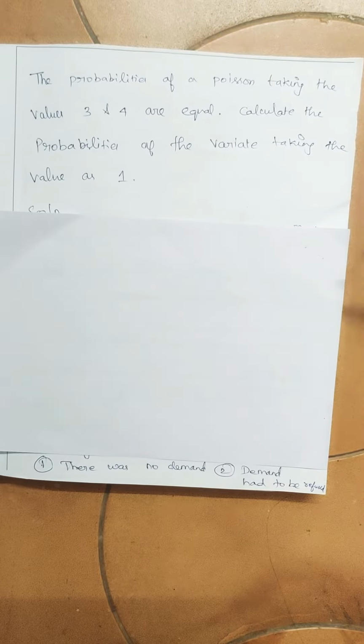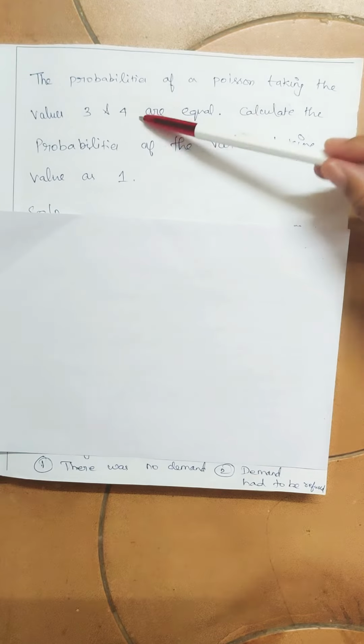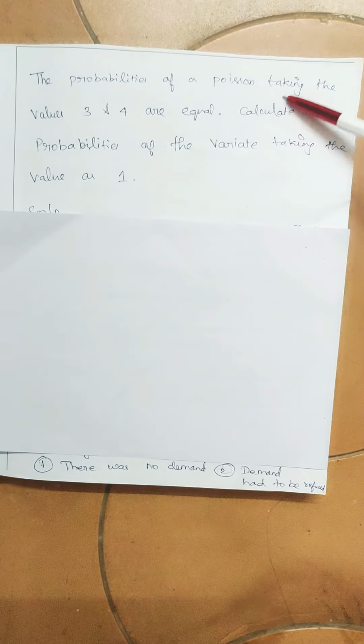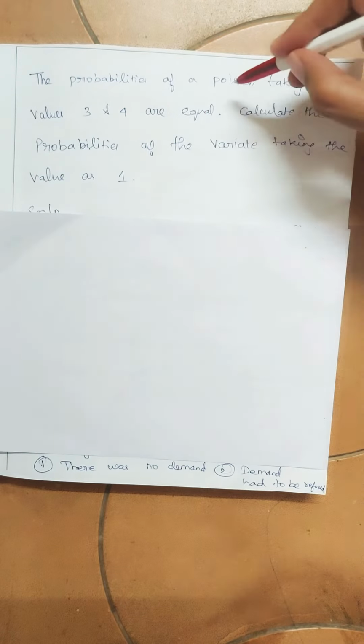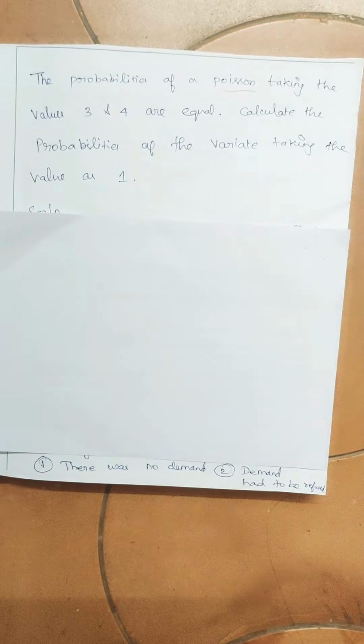Yes, now I'll hide the answer and I'll read the question. The probabilities of a Poisson variate taking the values 3 and 4 are equal. What is the clue here? Poisson. So you got that it's something related to Poisson distribution. Okay. This problem is slightly different. Calculate the probability of the variate taking the value as 1. Okay. How to start with the problem? Just pause this video for a second. Try to solve it on your own.